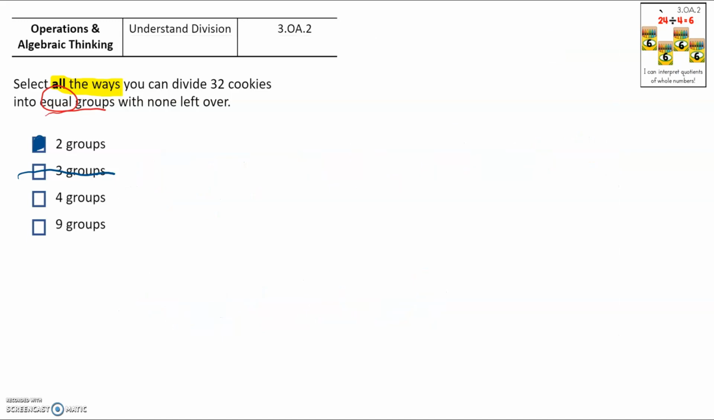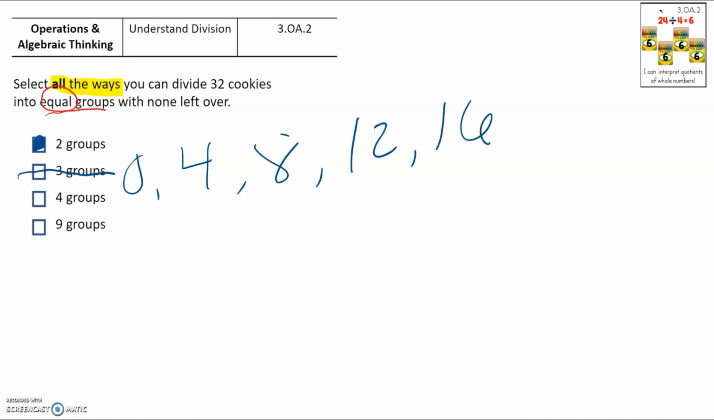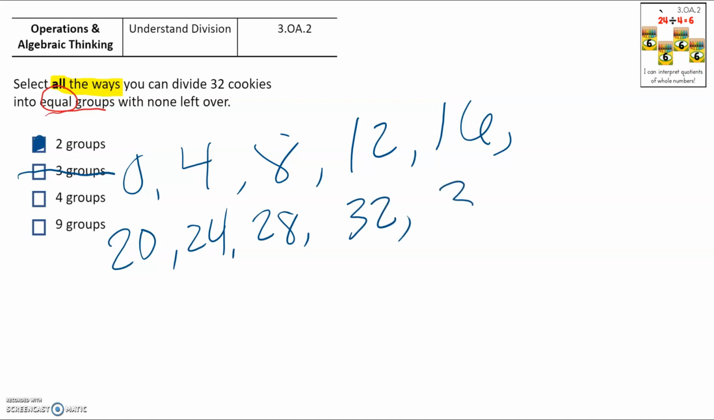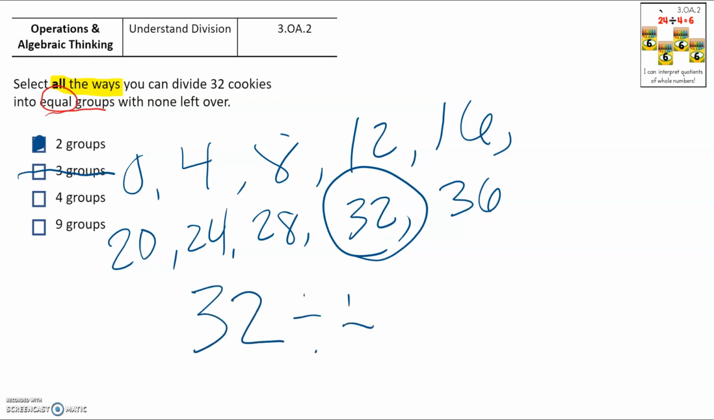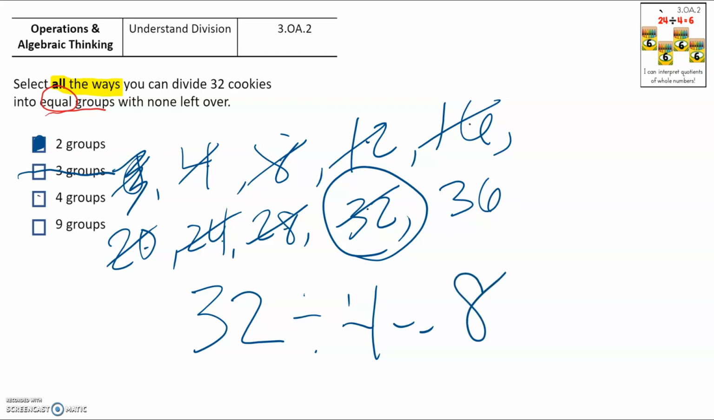For 4 groups, I'm going to again count by 4s. 4, 8, 12, 16, 20, 24, 28, 32, 36. Oh, I went by 32. So yes, 32 divided by 4 groups means we'd get 1, 2, 3, 4, 5, 6, 7, 8, 9. Excuse me, we won't count that one. 1, 2, 3, 4, 5, 6, 7, 8 in each group. So this one would definitely work.